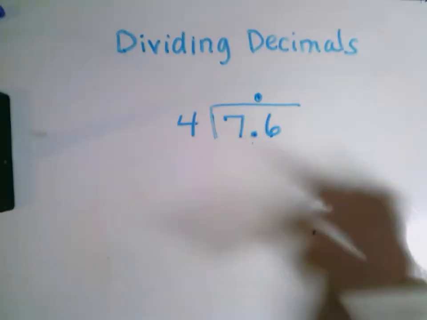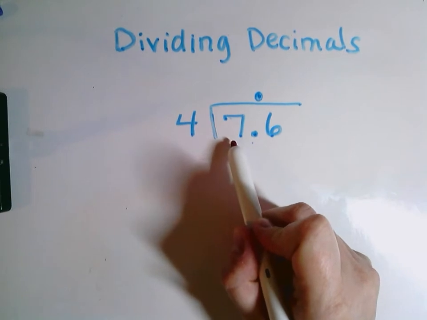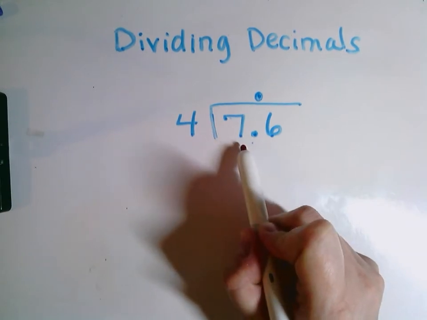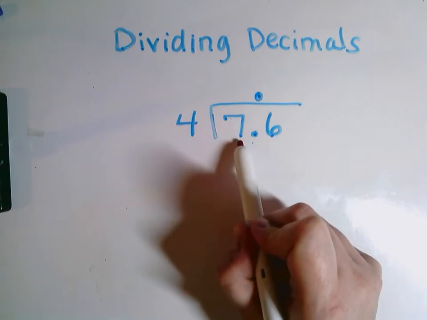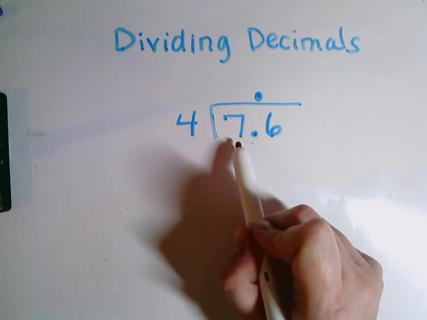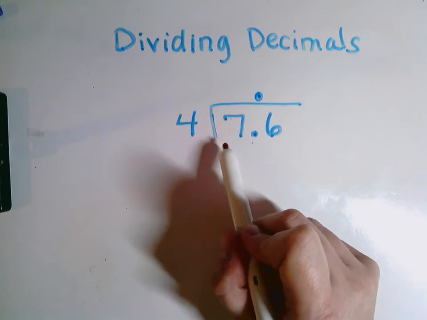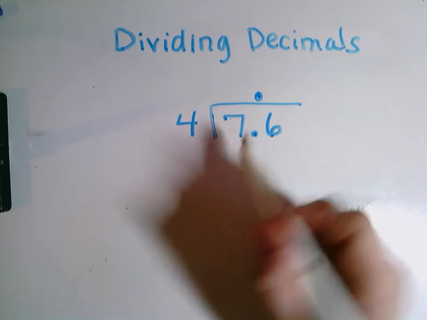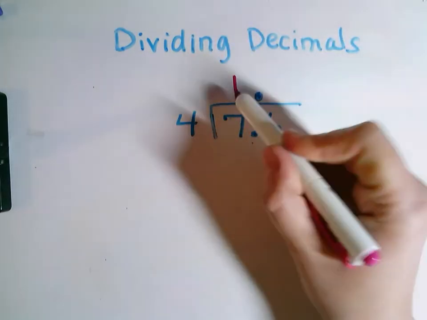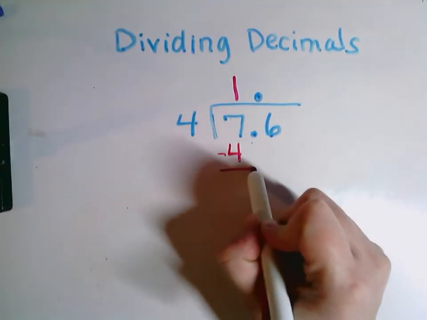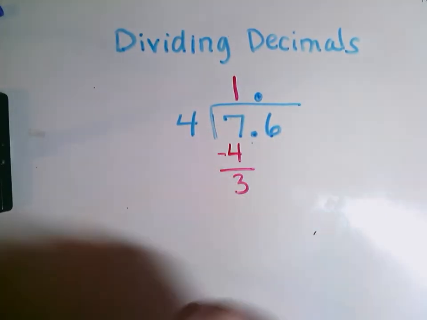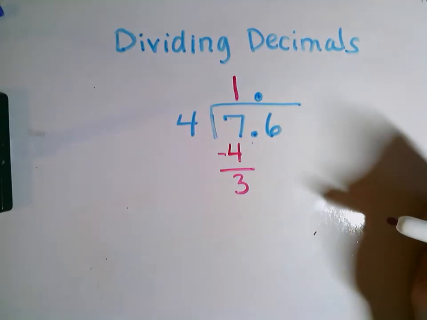I'm going to look at my greatest place value, which is the ones place. I have 7 ones, and I need to figure out what times 4 is going to get me close to 7. 4 times 1 is 4. 4 times 2 is 8, so that's too many. So I need to do 1 times 4, which gives me 4. I'm going to take that away, and that leaves me with 3. If you're writing this down along with me, take a second to catch up.